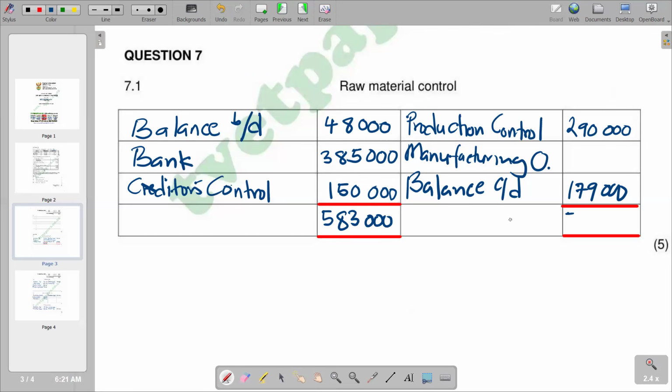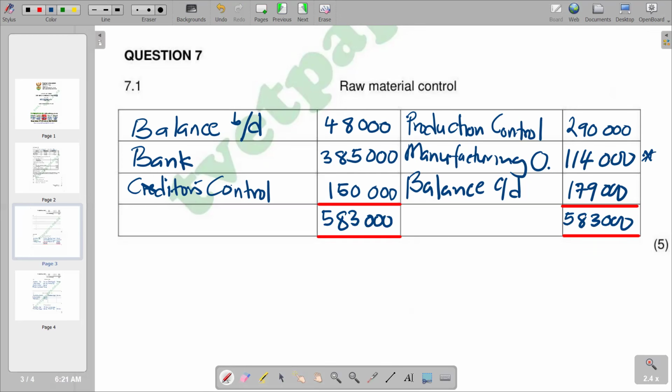And we know that it also has to come to the credit side. Then if you now say 583,000 minus 179,000 minus 290,000, you get your balancing figure of manufacturing overhead, which is going to be 114,000. So this is the balancing figure.